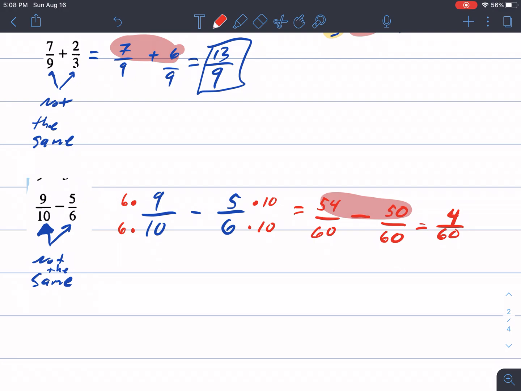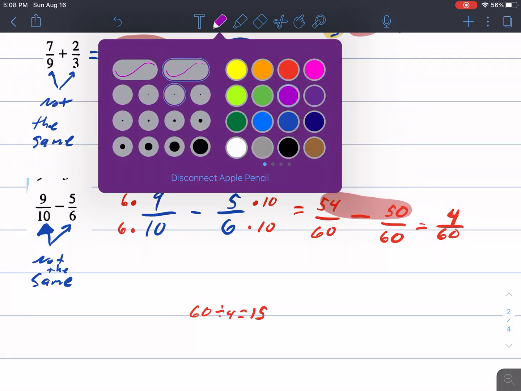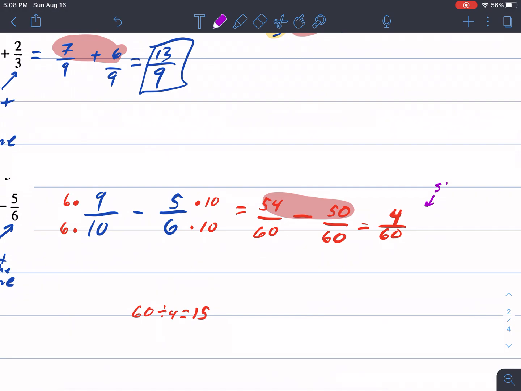Now I can check real quick. I think 4 goes into 60. If I type 60 divided by 4 in the calculator, it gets me 15. So it does work out. So I'm going to simplify this fraction. I'm going to write it right here, simplify. And the way you're going to simplify is you're going to divide both by 4. That looks like a plus. I'm going to erase that.